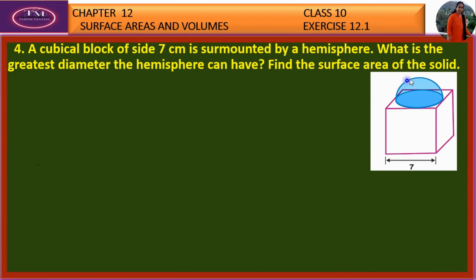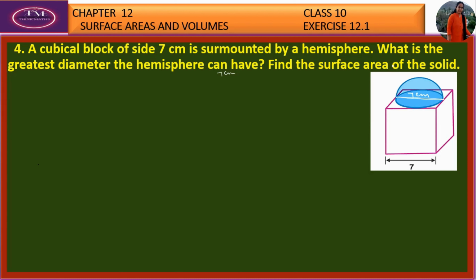If we keep the hemisphere on top, this will be the greatest diameter. This length, which is equal to the length of the side of the cube, is the greatest diameter. The hemisphere cannot go out from the cube. So the greatest diameter this hemisphere can occupy is nothing but the length of the side of the cube, which is 7 centimeter.